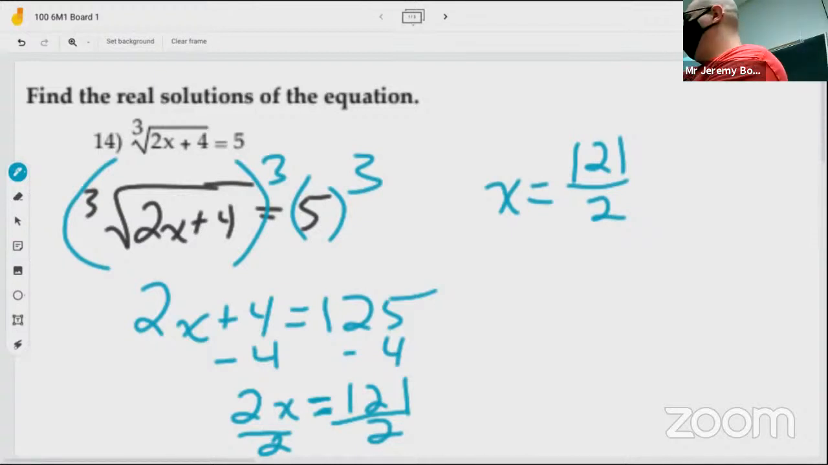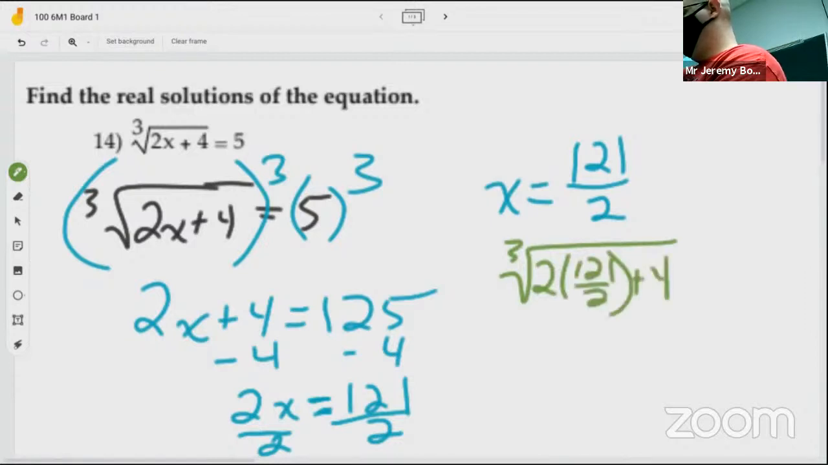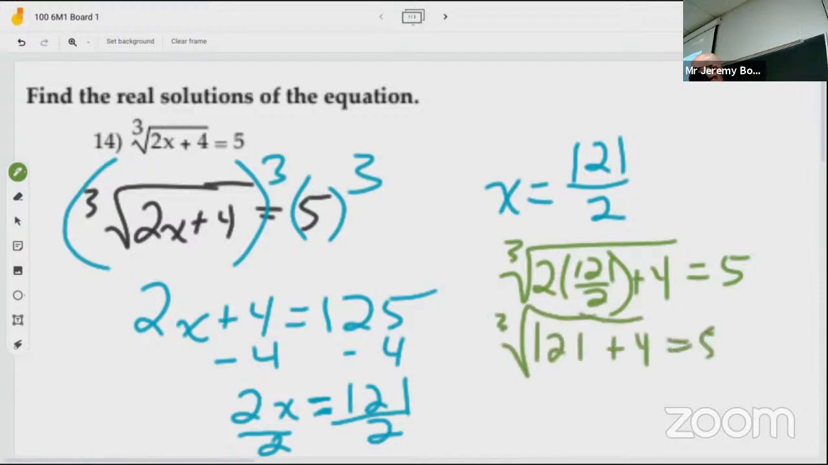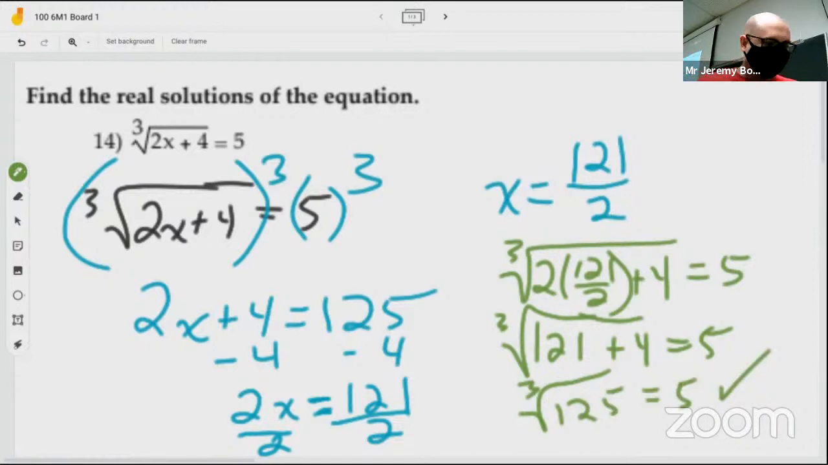And we want to check our answer. If we plug that in, we get the cube root of 2 times 121 over 2 plus 4 equals 5. Always use the original equation they start you with. So 2 times 121 over 2 is just going to be 121 plus 4. That's going to be the cube root of 125 equal to 5. Yeah, that checks out. And so this would be our solution.